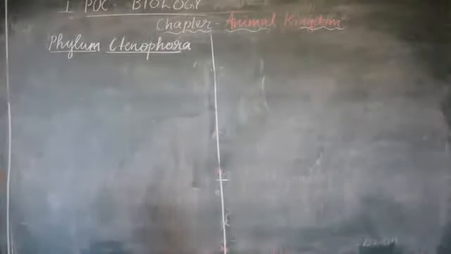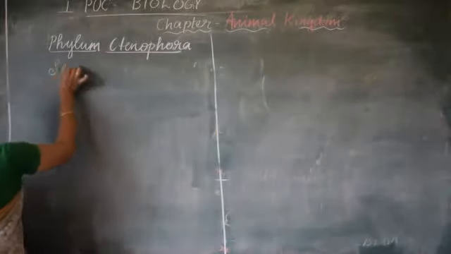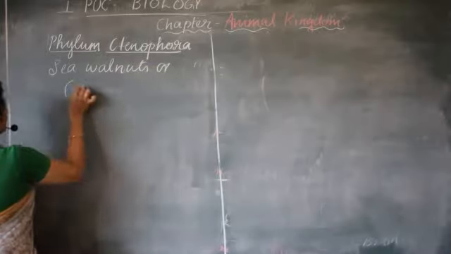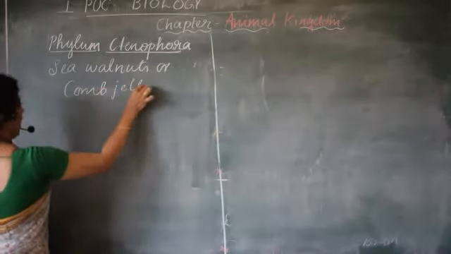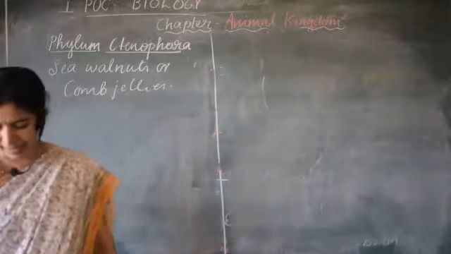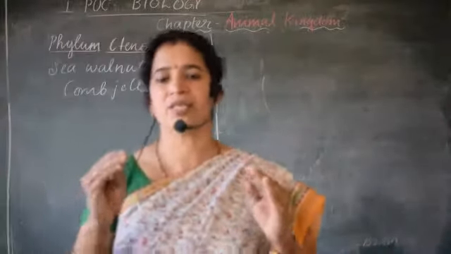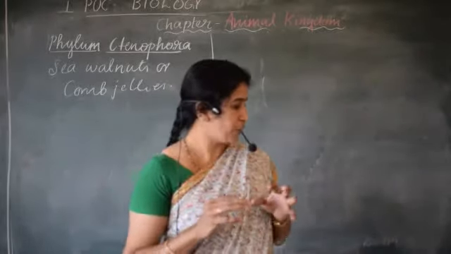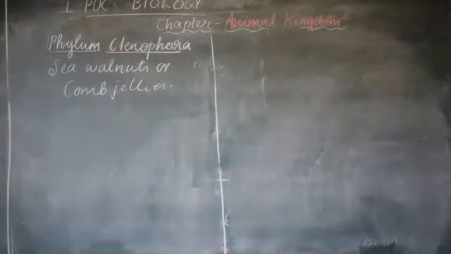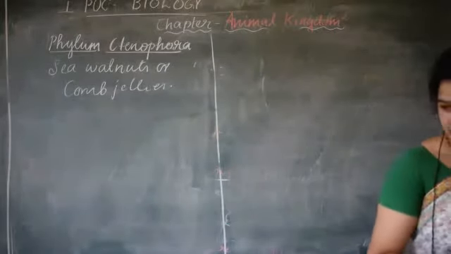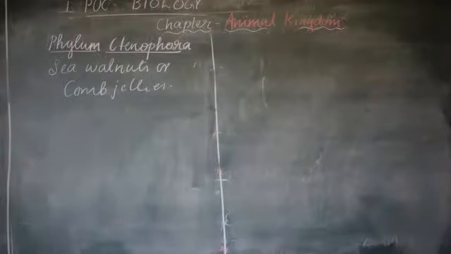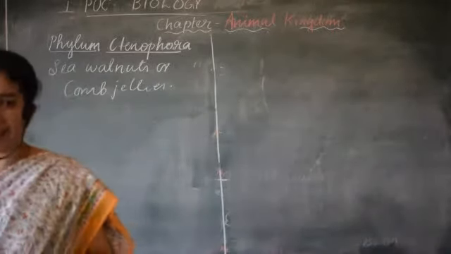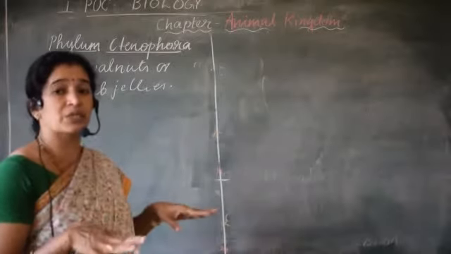Commonly it is named as sea walnuts or comb jellies. You have seen walnuts, right? The Ctenophora also have a similar shape to the walnut. So that's why it is named so. This Ctenophora is one of the animals which is exclusively marine.